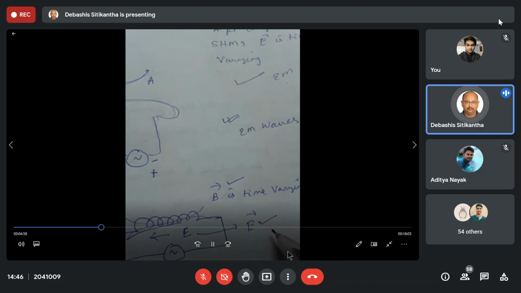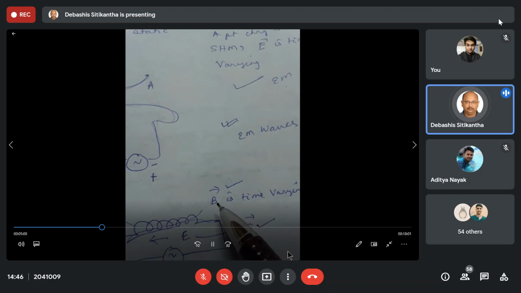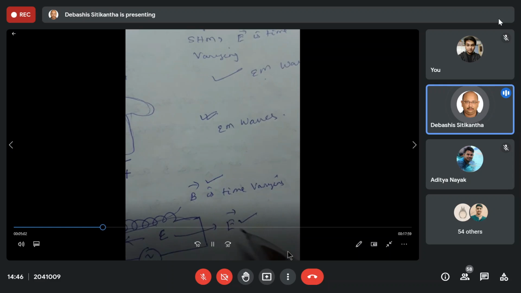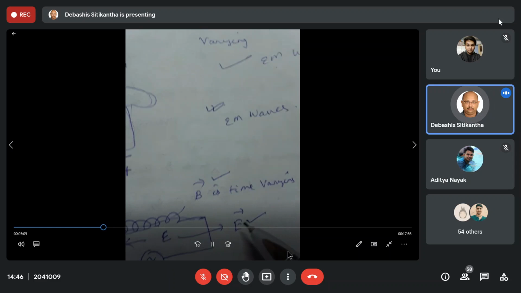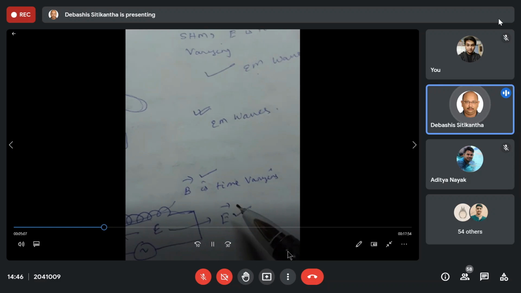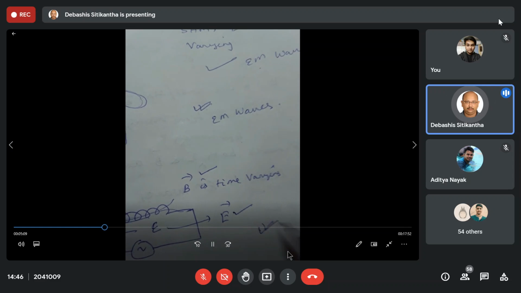And if there is a time varying magnetic field, it is leading to the formation of a time varying electric field. So in this way, it is also going to create an electromagnetic wave.